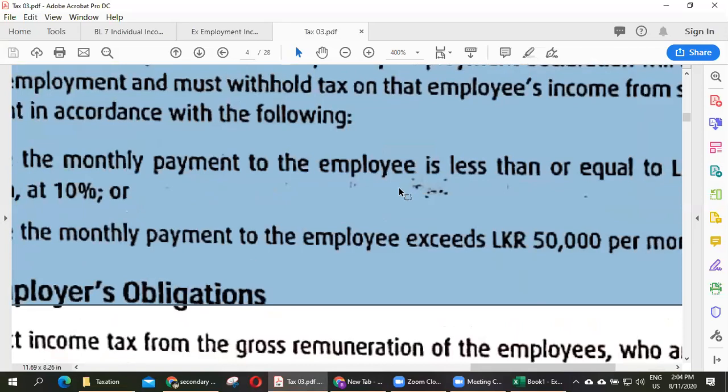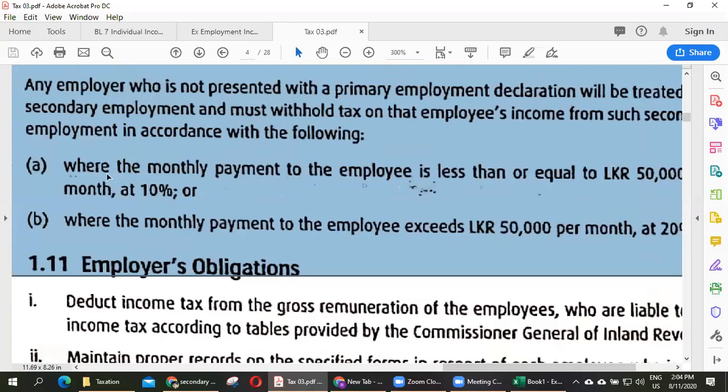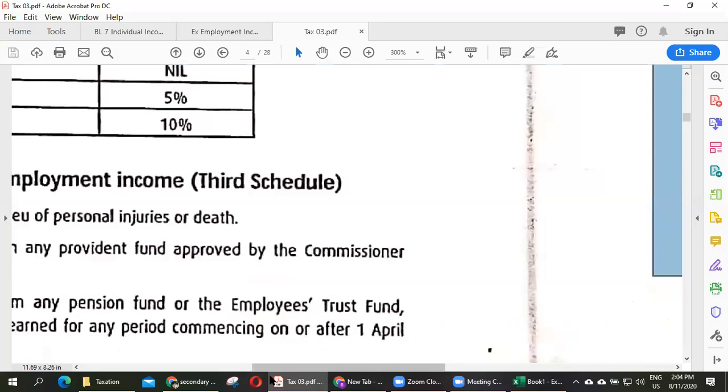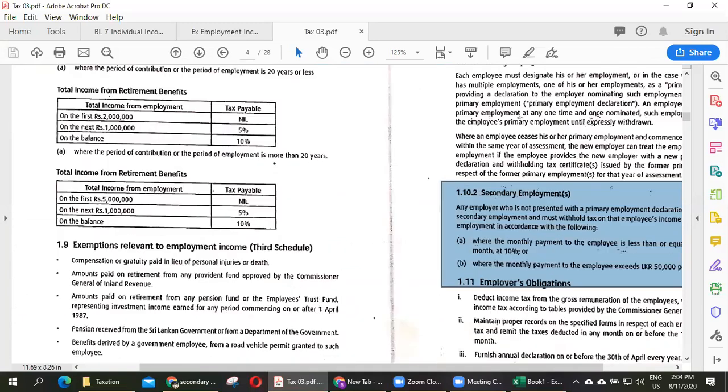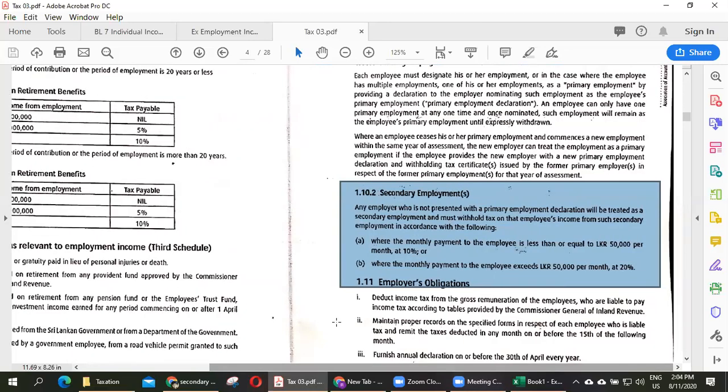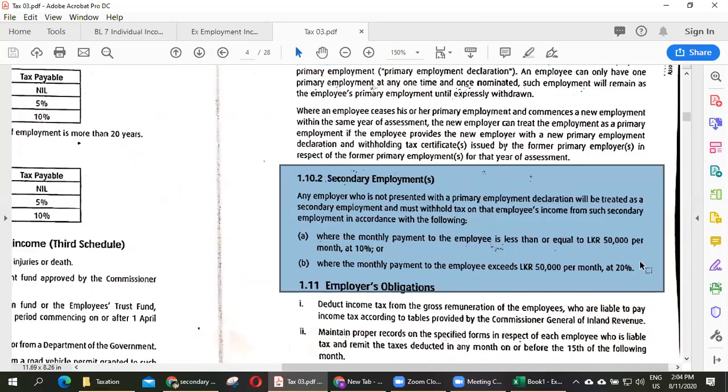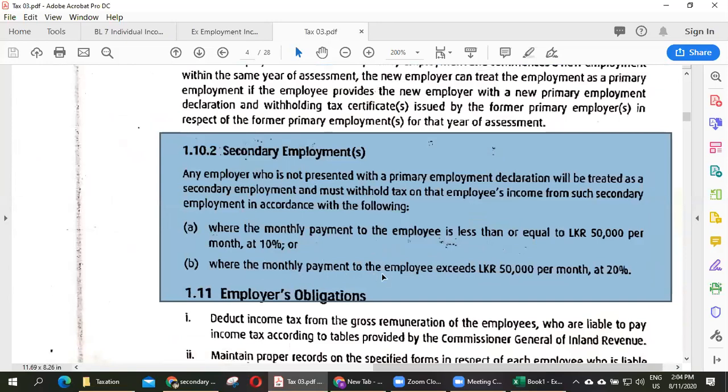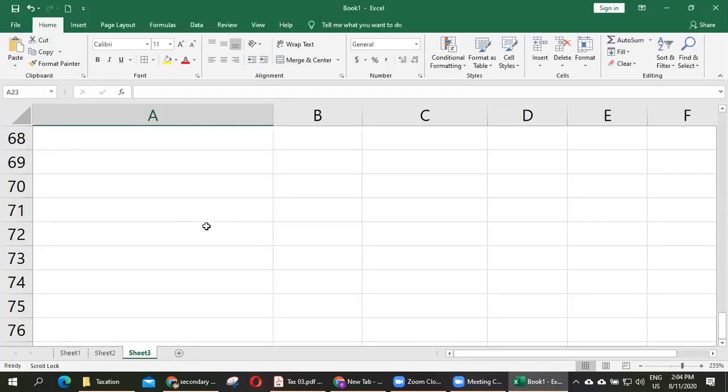Right, you can see here. Where the monthly payment to the employee is less than or equal to 50,000 per month, the rate is 10%, and where the monthly payment to the employee exceeds 50,000 per month, 20%. Right, my memory is correct.